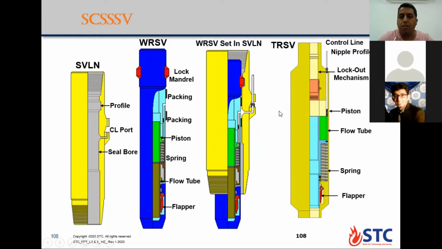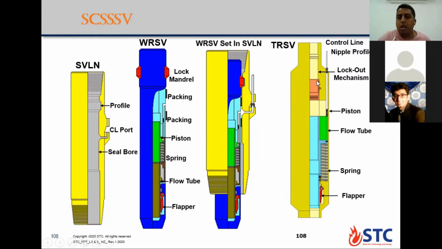If you have a failure in the tubing retrievable safety valve, you have two options. First option is to kill the well and decomplete and pull out the completion string to change that one. Or there is another option which is a little bit expensive, to convert the tubing retrievable safety valve to a wireline retrievable safety valve. How does it work?